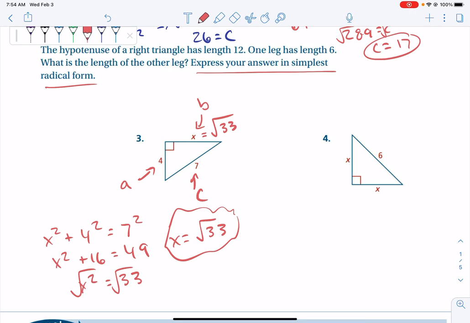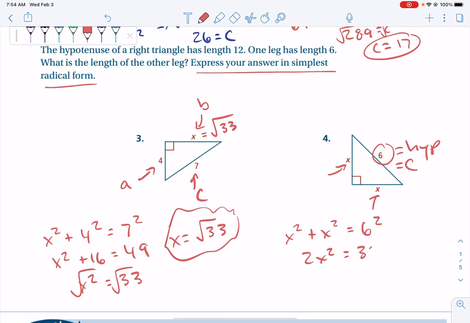Okay. Number 4, again, it gives me the hypotenuse. It gives me C, and it's looking for the two legs of the triangle. Well, in this case, they're both x's. So x squared plus another x squared equals 6 squared. So that means that 2x squared equals 36, which means that x squared is equal to 18. And when I square root, x is equal to root 18.